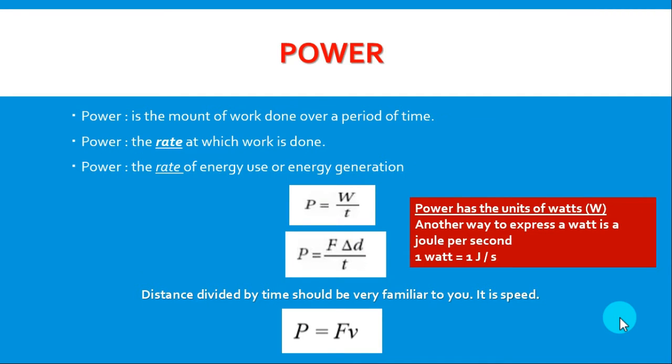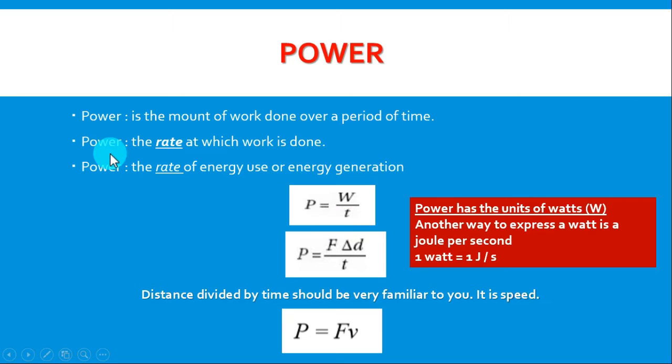Now, again, the name of our chapter is energy, work, and power. We talked about energy, we talked about work, now we want to talk about power. What's the meaning of power? Power is the amount of work done over a period of time. How much work is done in a specific time. So what do you understand? Work over time. Power equals work over time. This is the formula for power.